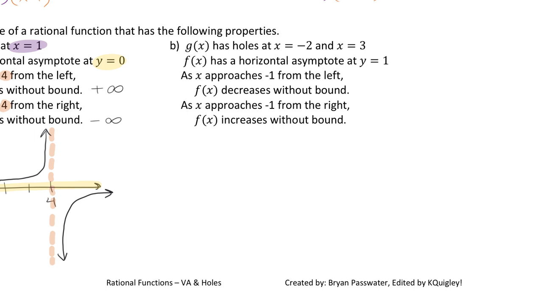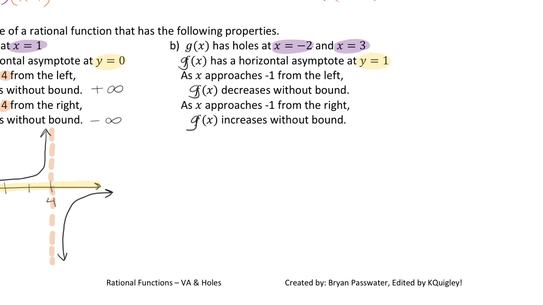Oh, there's a whole bunch of typos here. Those should all say g of x's. Let's fix. G of x has a hole in 2 places. It has a hole at -2 and it has a hole at 3. So we have to make sure to put a hole in our curve there. The horizontal asymptote this time would be at 1.